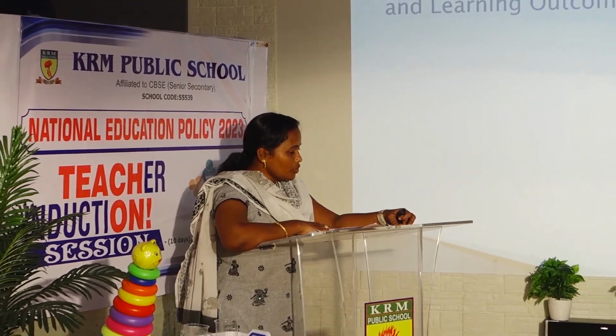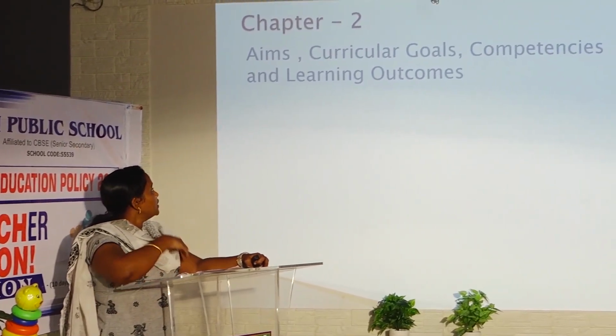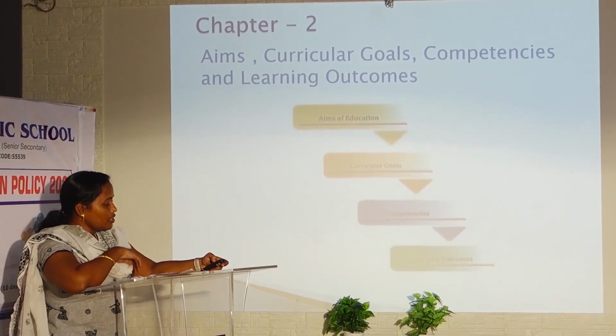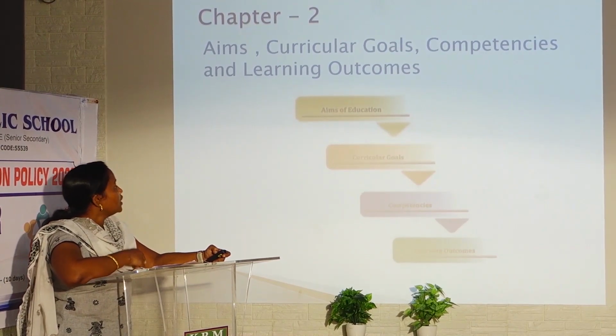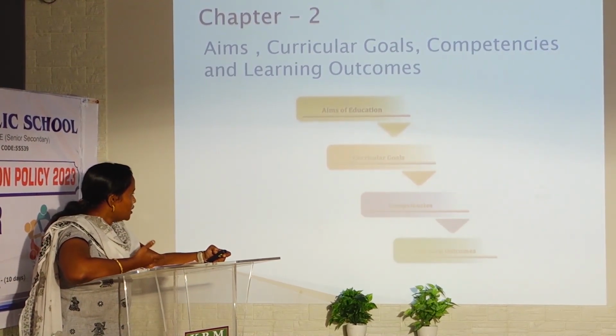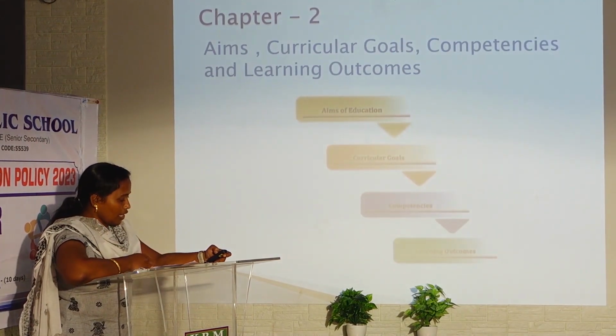Today we are going to discuss aim, curricular goals, competencies and learning outcomes. Let's see how these terms are interconnected with each other. We'll start from the aims of education. The aims of education are derived from the curricular goals, and the curricular goals are derived from the top-down standard goal, the competencies, and the competencies are derived from the learning outcomes.